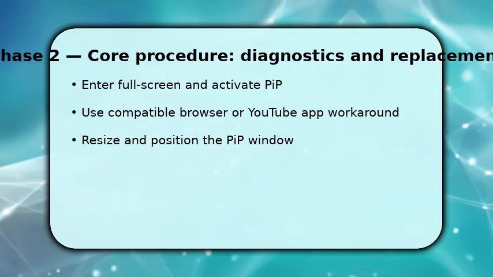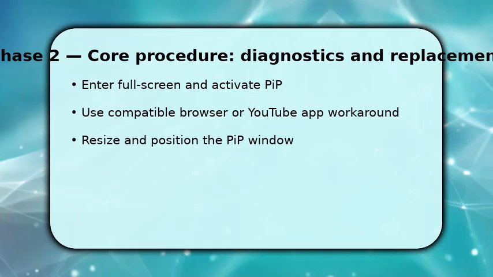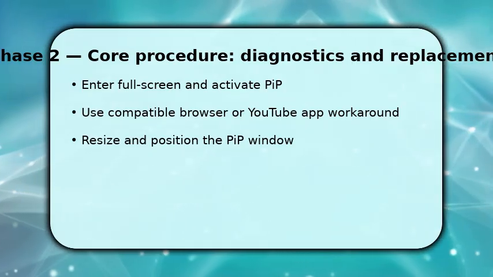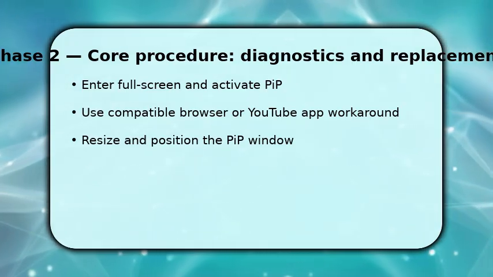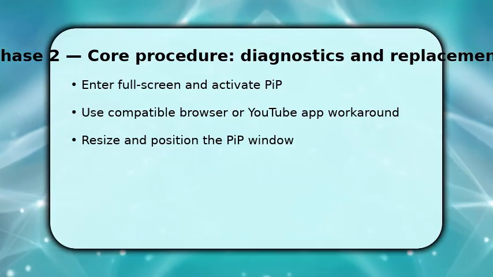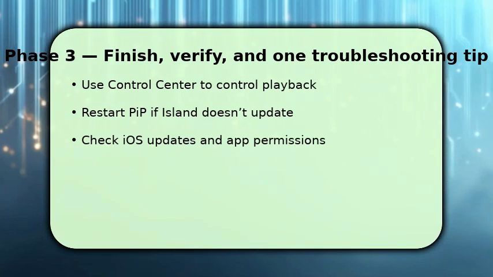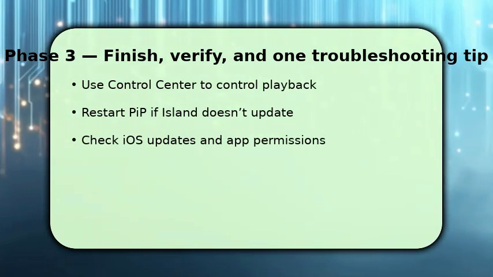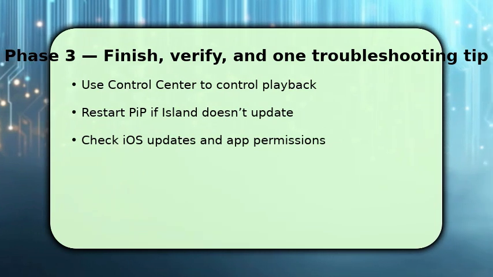Once the PiP player is visible, drag it near screen edges and use pinch gestures to resize. Make sure audio is audible, so the dynamic island. Finish by using Control Center or the dynamic island to play, pause, or skip. These controls sync with the PiP window.